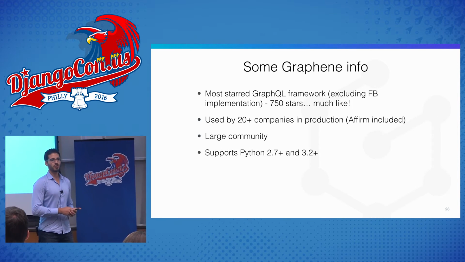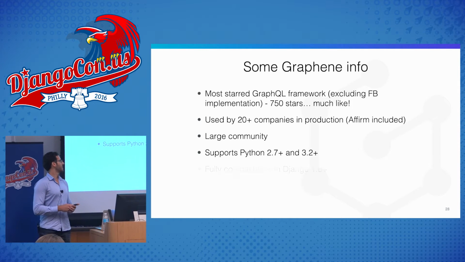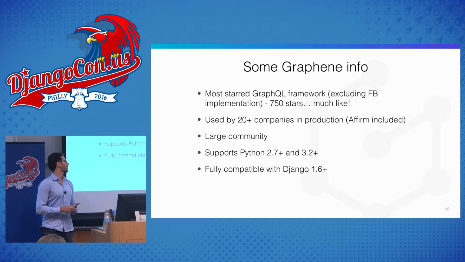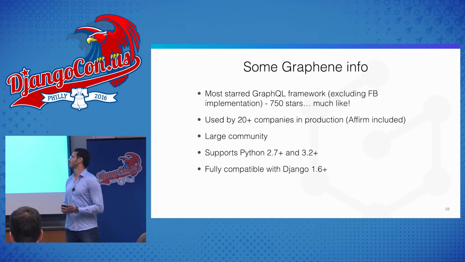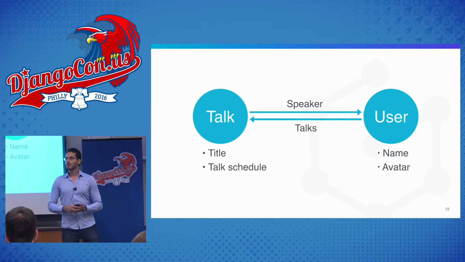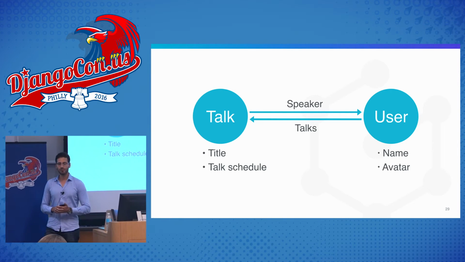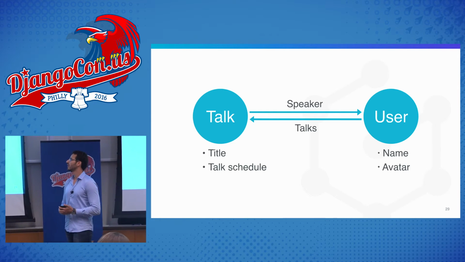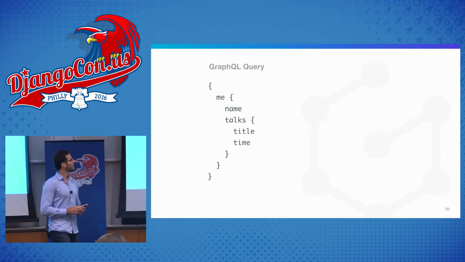And not only that, we support from Python 2.6 to Python 3 very easily, like without any change in our code. And it's fully compatible with Django 1.6 plus. So going back to our model, we want to create our conference application, and we have talks, the talk model and the user model with the following fields that I described before.